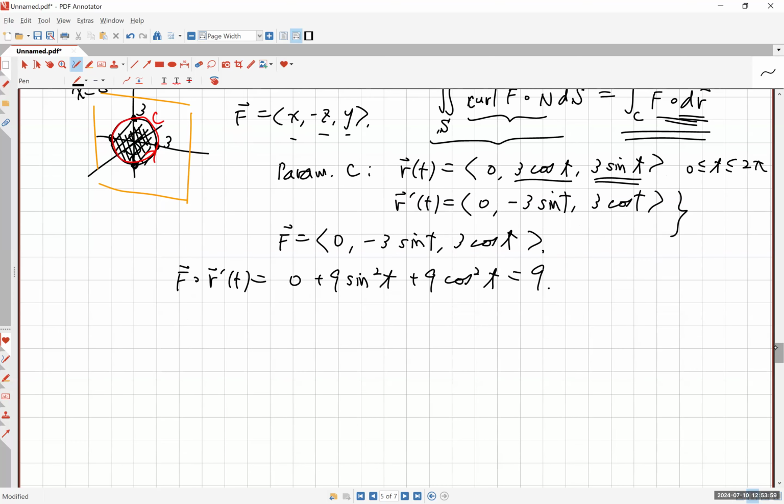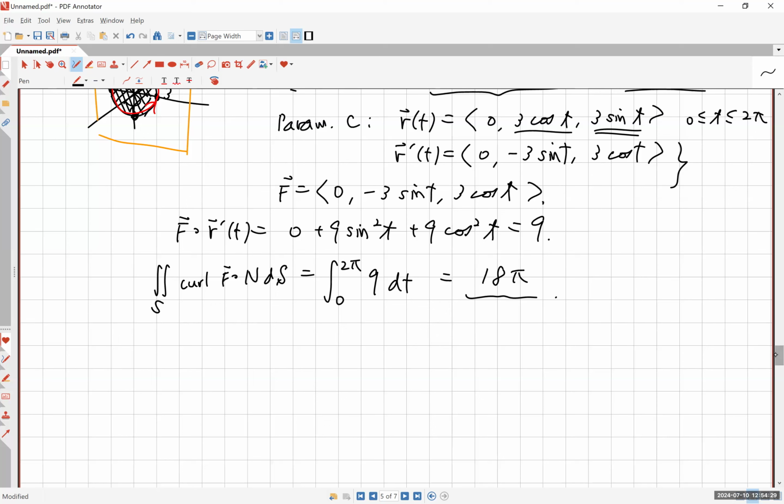All right, so what are you supposed to find? So the double integral that we are asked to find is just a simple integral from 0 to 2 pi of 9, right? That's F dot r prime dt. And that's simply 18 pi. And that's simple. Now, you may want to look at the answer key, because I have inserted an extra thing.